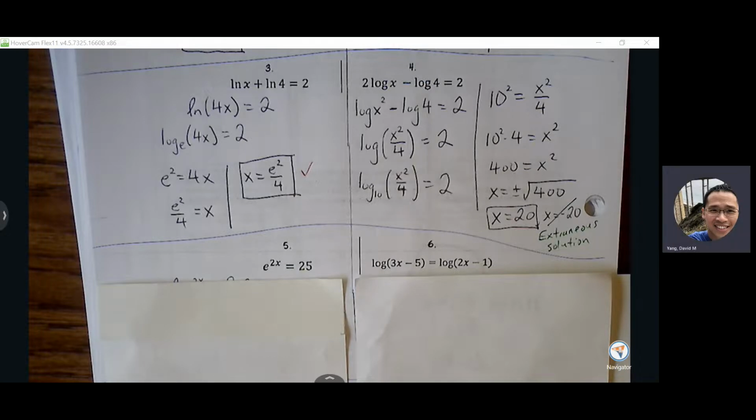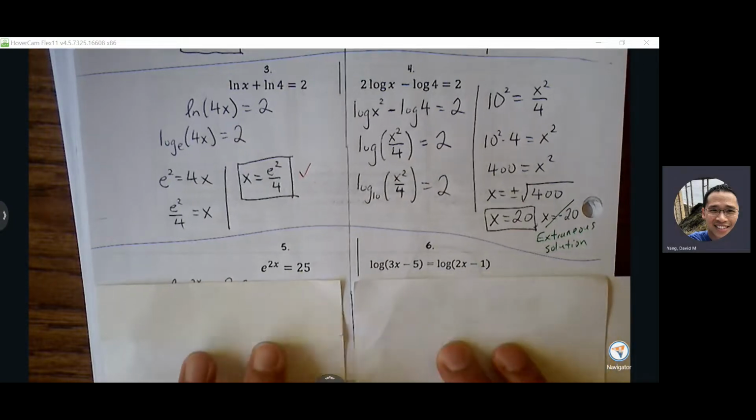Okay, number 5. If we could get the bases to match, then we can remove the bases. But here, e and 25, they're not compatible. So we're forced to take the natural log of both sides so that that exponent can be free to come down, right? You can take log of both sides, but anytime I see e, I want to use natural logs, because natural log and e just cancel out a little faster. Just less things to plug in, a little less messy.